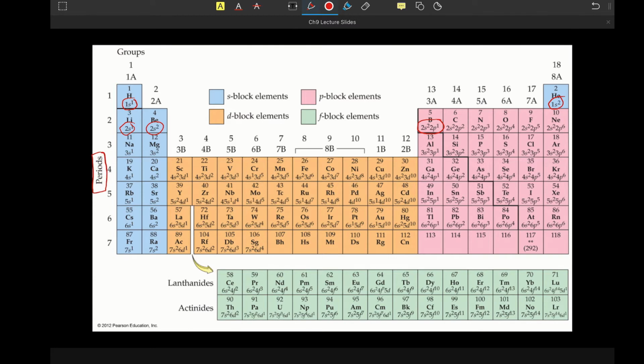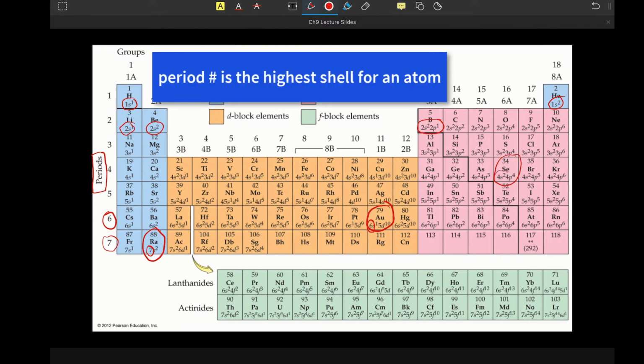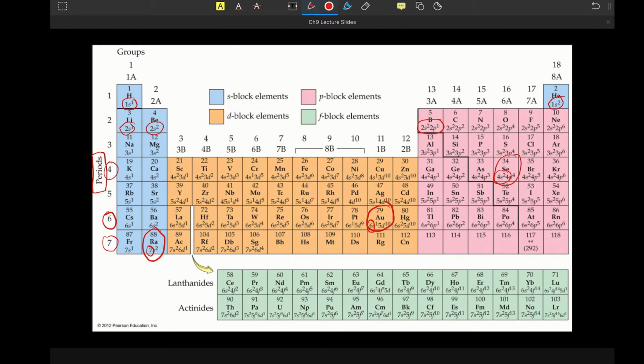So for example, if we were to look at gold, its valence, or its outermost shell, is 6, and it happens to be in period 6. Or if we were to look at, say, radium, highest shell is 7, it's in period 7. If we were to look at selenium, oh, we've got some 4s here for our shell number, it's in period 4. So again, the period tells us what the outermost shell is for any particular element.